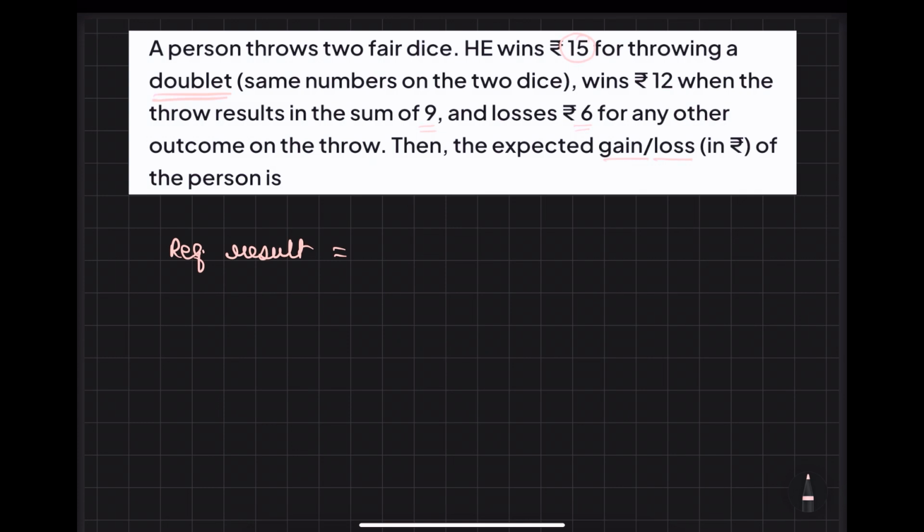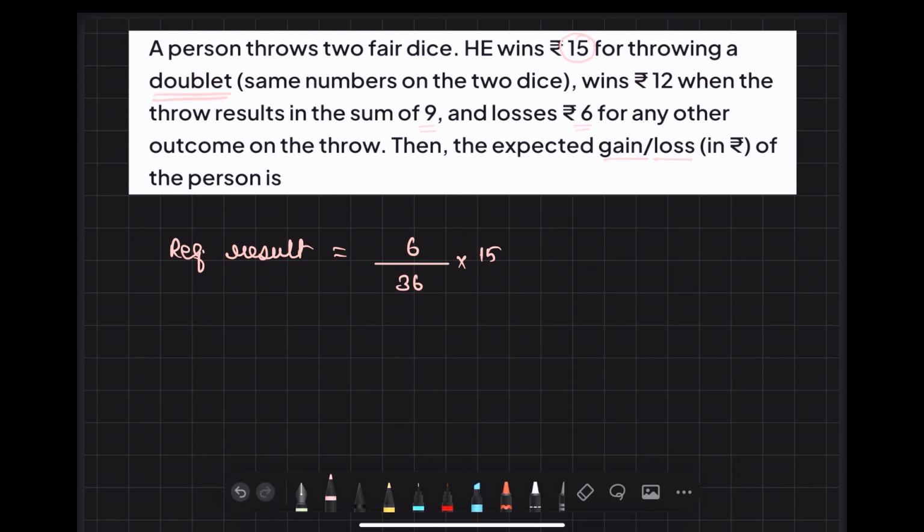If you throw a doublet, you know that the total number of outcomes is 36 because they are throwing a pair of dice, out of which the doublet possibilities are 1-1, 2-2, 3-3, 4-4, 5-5 and 6-6. So 6 cases. Under these cases, he will win 15 rupees. So win is plus and then lose is subtraction.